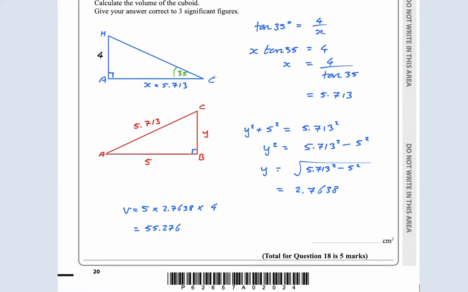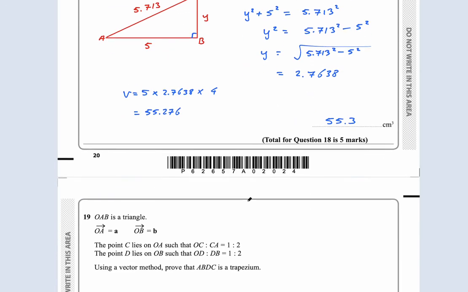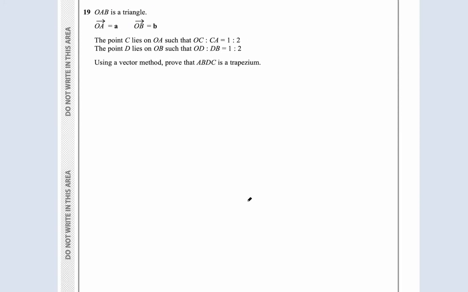That is the volume. He wants it to 3 significant figures. Note, guys, why I didn't round this to 3 significant figures earlier: I'll round at the end. So 55.3 is 3 significant figures. Look to the right at 7, it goes up to 55.3.